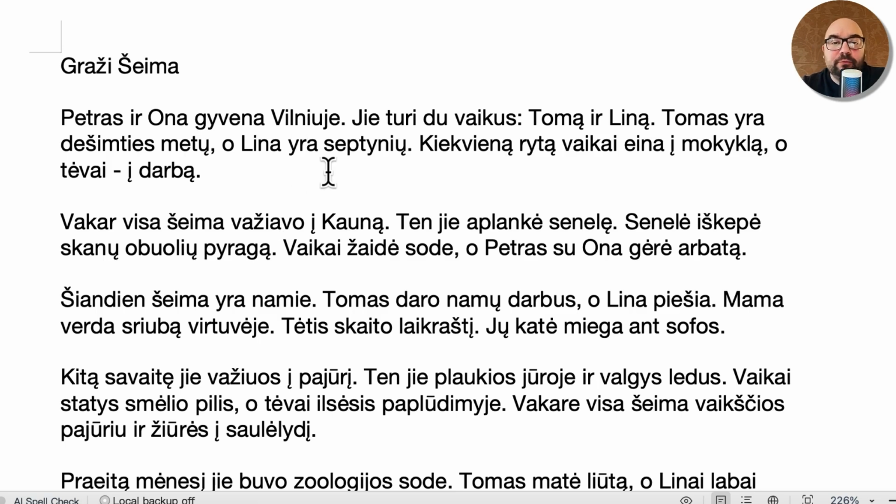But let's just read through it. You can repeat after me, and then we can understand more of how to structure a text like this in Lithuanian language.